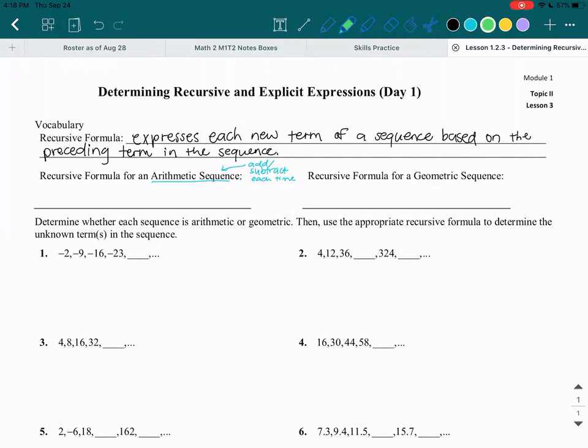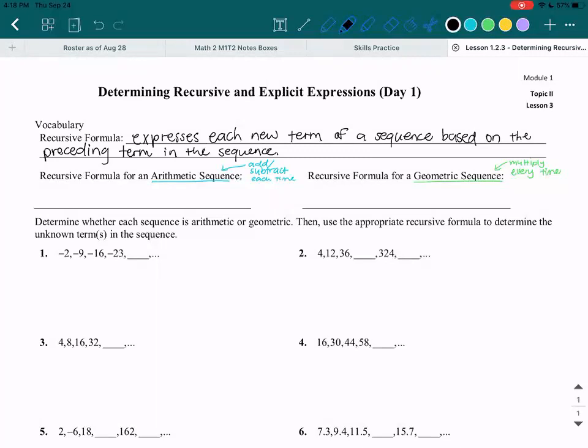We also have the geometric sequences, which, let me remind you, is where you multiply every single time. Or multiply each time, however you want to write it. And you multiply every single time by the common ratio. And we will get to that soon as well. Okay, so now let's write out the formula.